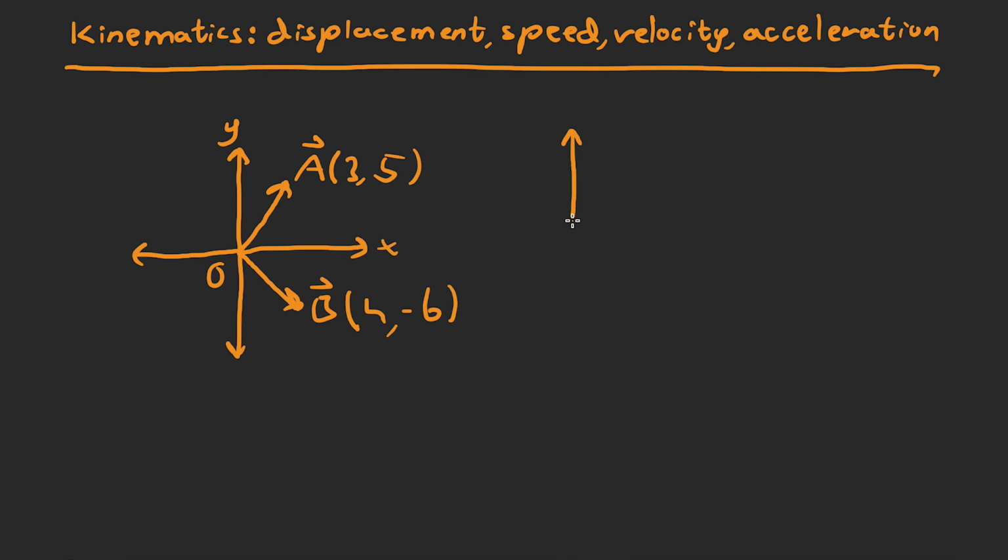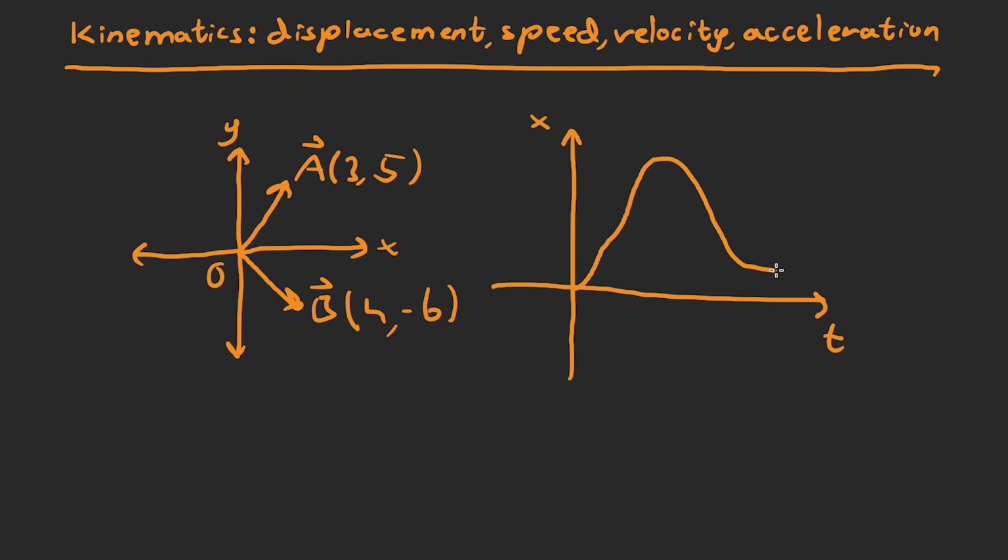So, to make an example, let's plot a position time graph. Let's take just a one-dimensional case where this is giving you the position in the x and this is giving you the time. Let's plot a basic graph like this. Doesn't matter how it looks. So this is our position time graph.